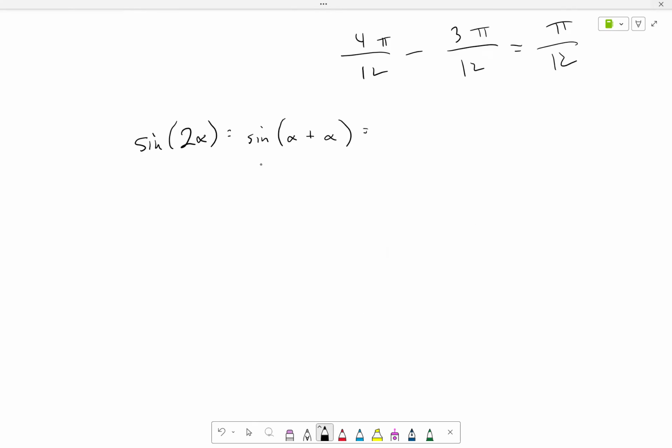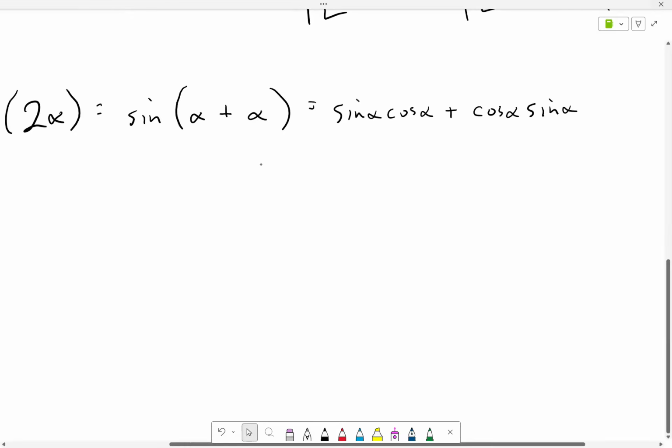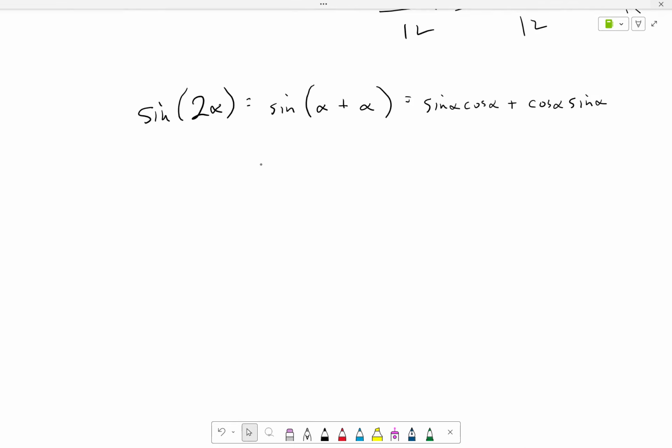Okay. Did you get it? Yeah. So it's sine alpha times cosine alpha plus cosine alpha times sine alpha. Simplify it. These terms are the same. I'm actually going to make a list down here to put them together. Sine of 2 alpha is equal to 2 times sine alpha cosine alpha. That's just a relationship.